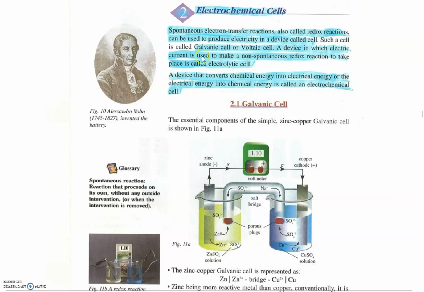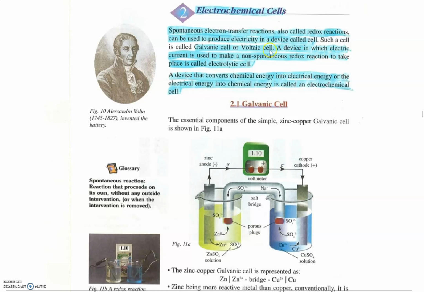So let's read together. Spontaneous electron transfer reactions, also called redox reactions that we have studied, can be used to produce electricity in a device called cell, galvanic cell or voltaic cell. So it produces electricity that is detected by this voltmeter. Sometimes here you can see a light bulb that will have electricity passing through it.